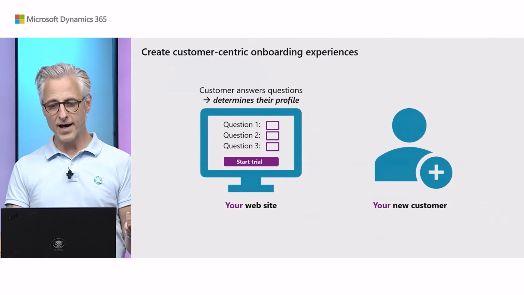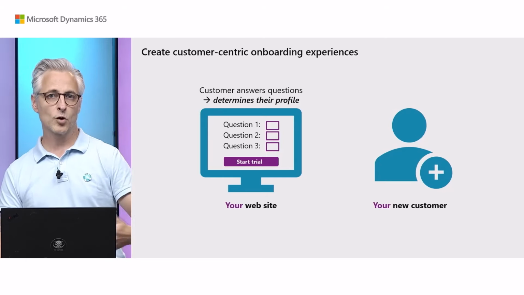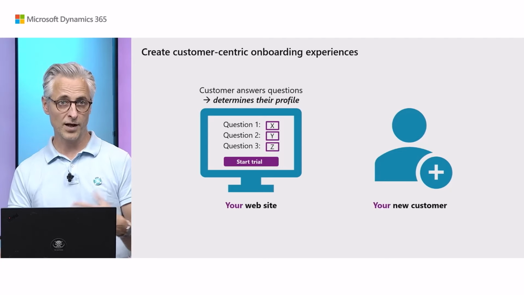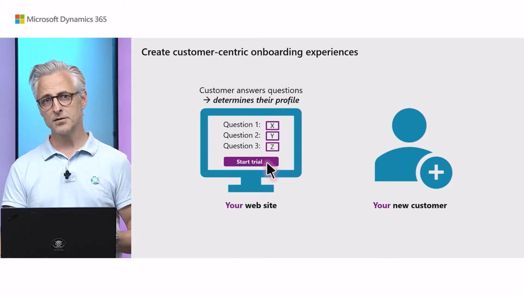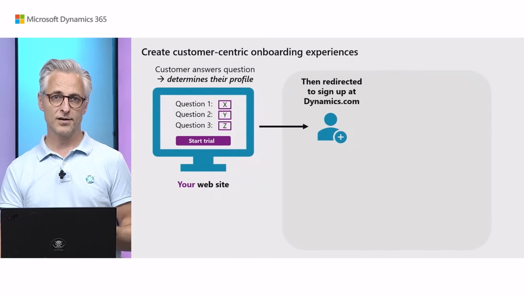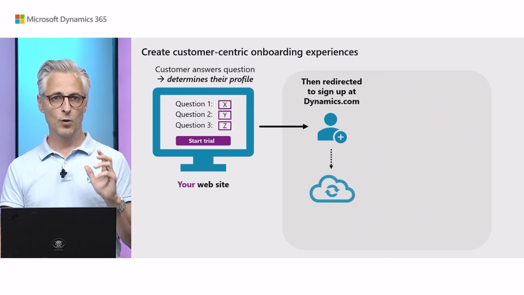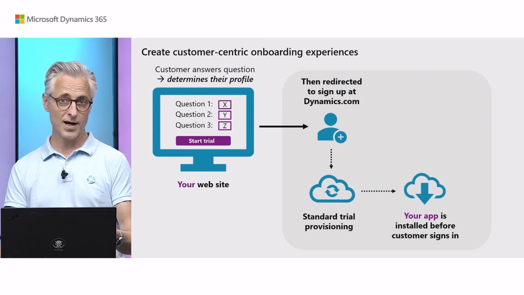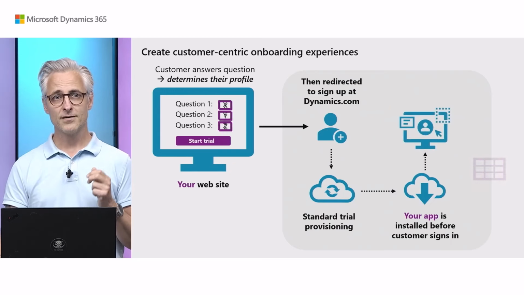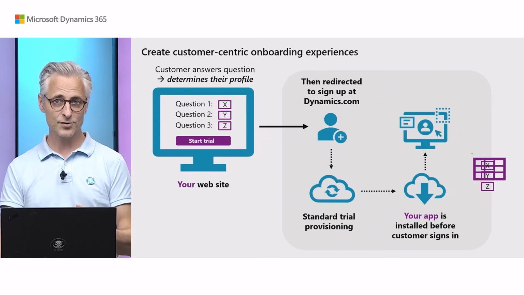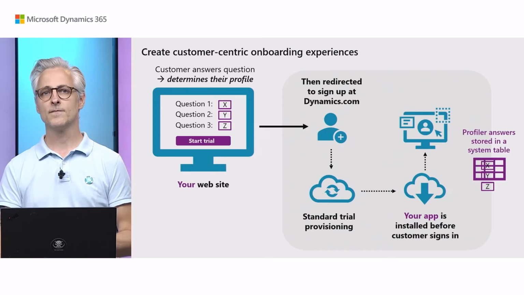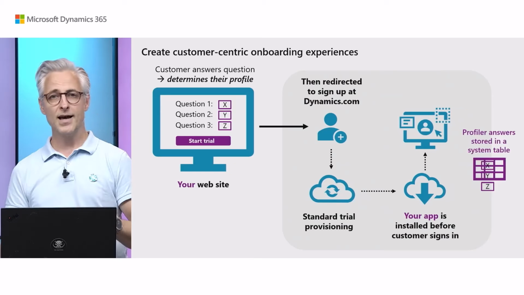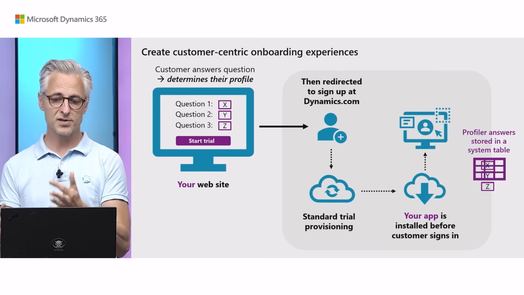To show this in a more schematic way, what happens is you have your questionnaire on your website. The prospect fills in the answers, depending on what kind of questions you ask them. They click a button, they're redirected to the standard trial sign up at dynamics.com. We then spin up the standard trial, and then we add the app that you have told us to add. We then store the information from the questionnaire, the answers, in a system table inside Business Central, and you can use those before the sign-in happens to pivot, add more things to the experience based on what those answers are.